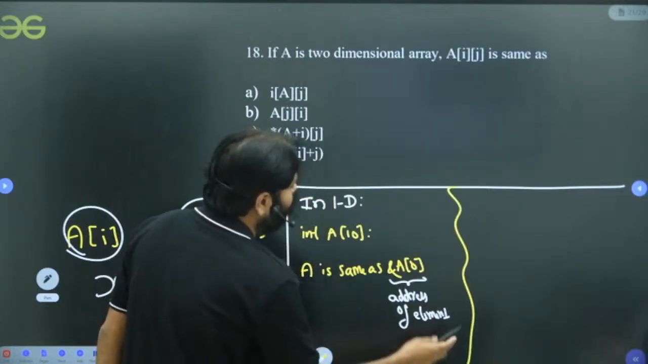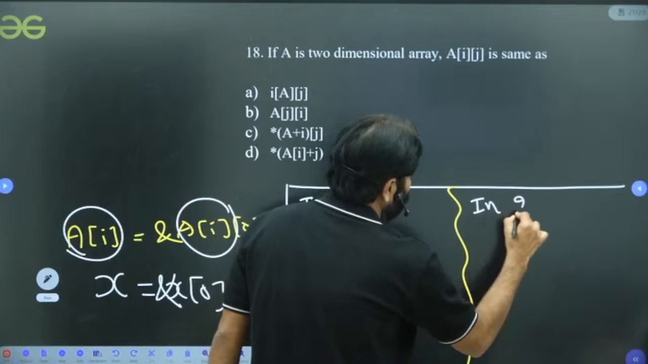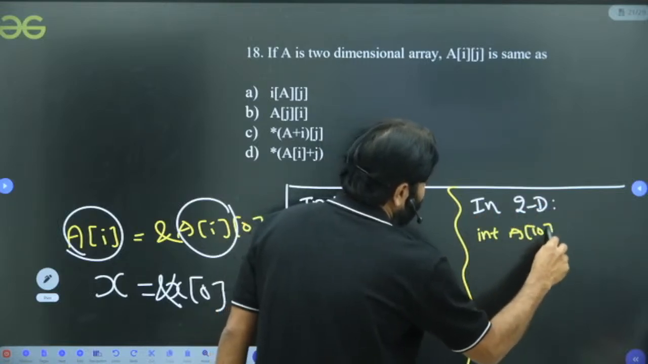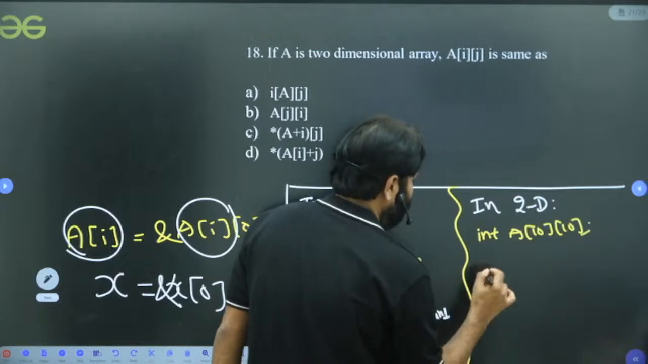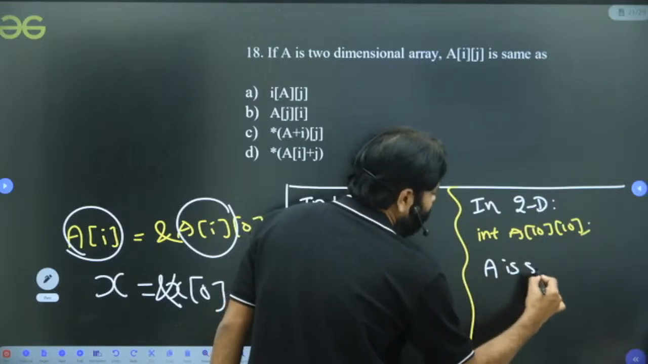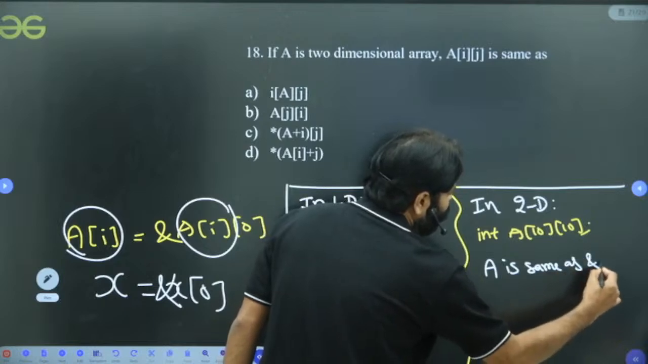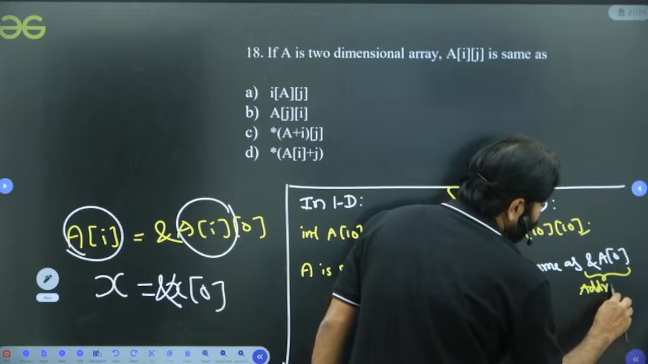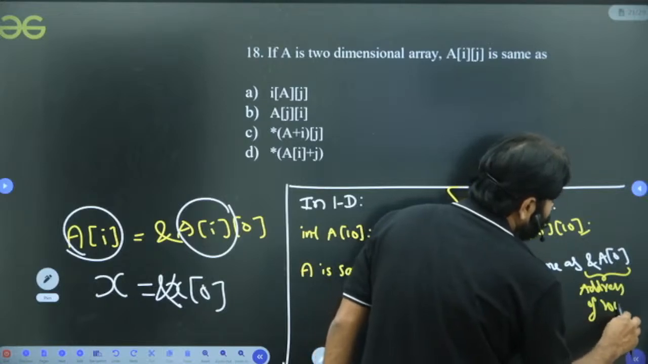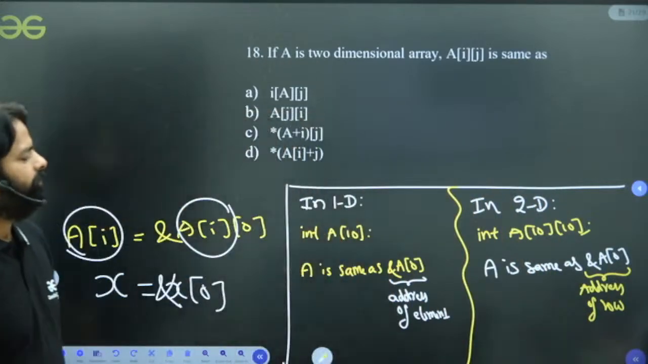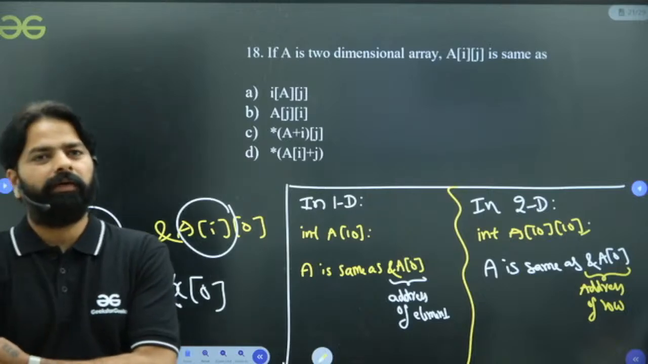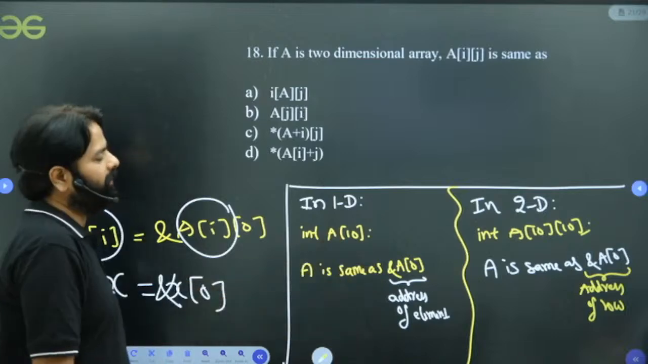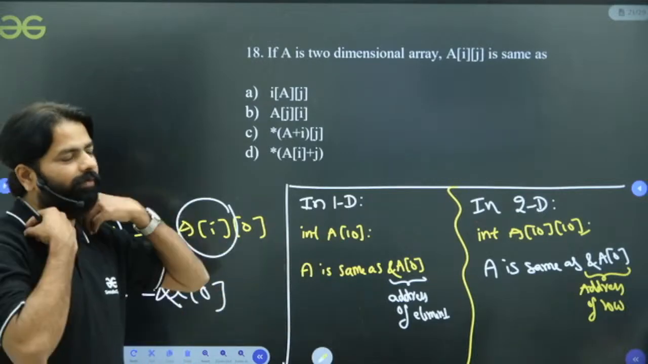But when it comes to 2D, if I say int a of 10, now a is same as address of a of 0, but this doesn't represent an element, it represents the address of a row. In 3D, it represents the address of a table. Okay, I hope you remember that concept. So many people fail to understand these expressions as they don't know how to evaluate.